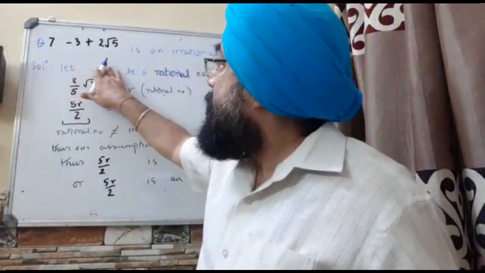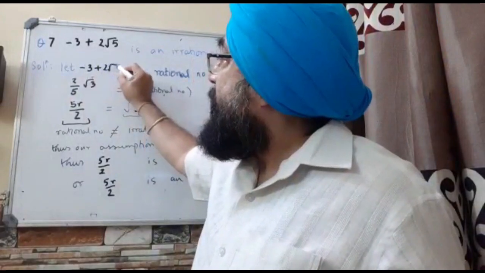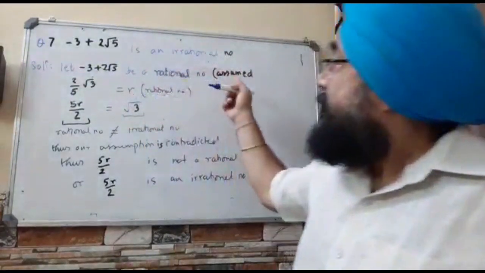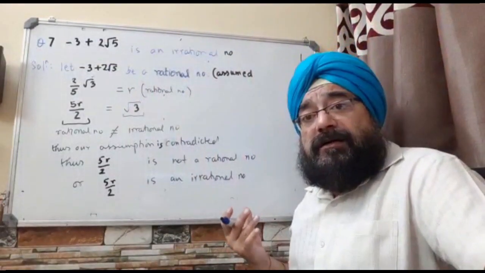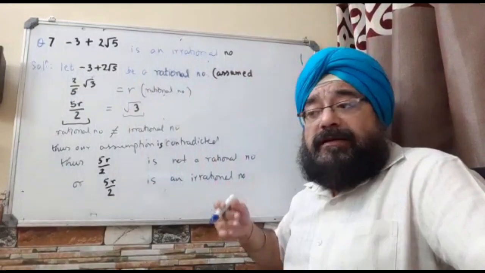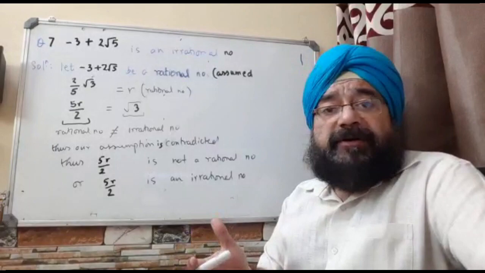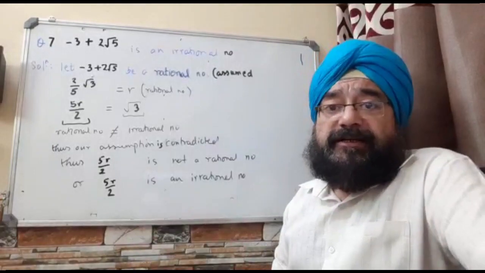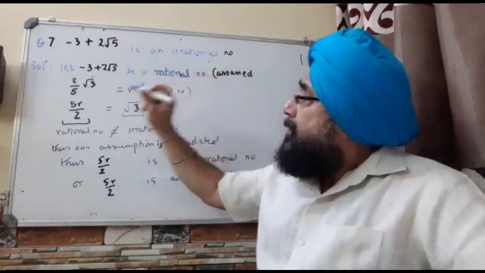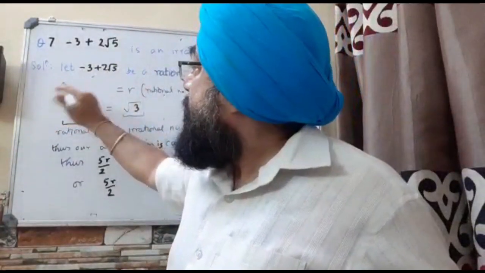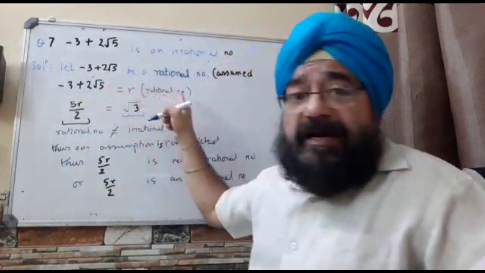What should I assume? I should assume that minus 3 plus 2 root 5 is a rational number. Why? Because whenever I have to prove something, I take the contrary as an assumption, and if that appears contradicted, the statement which is to be proved gets proved automatically. That is, let minus 3 plus 2 root 5 be a rational number. So therefore we can assume that minus 3 plus 2 root 5 is equal to R, where R is a rational number.